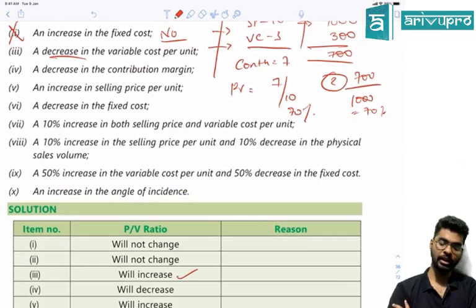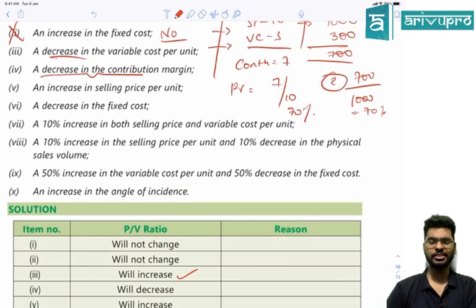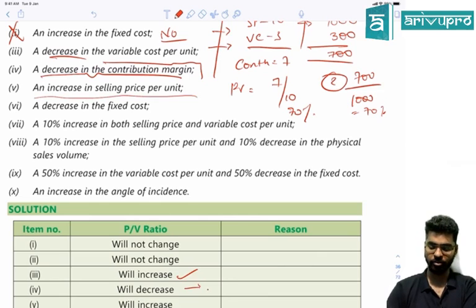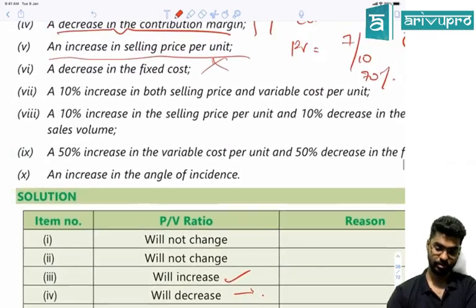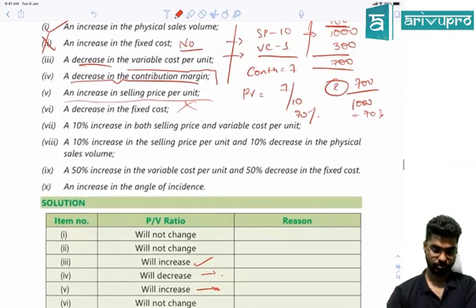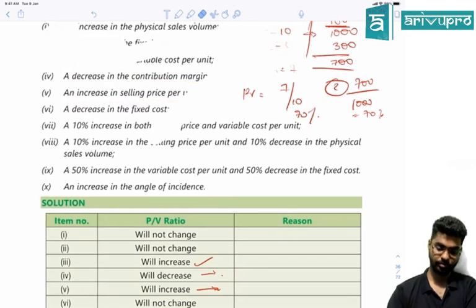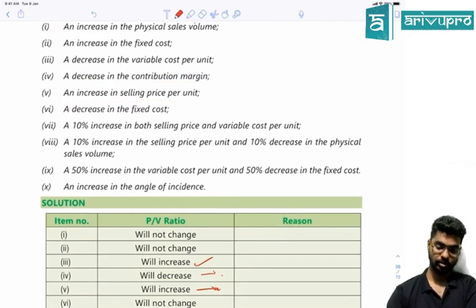Decrease in contribution margin is basically either your sales would decrease or variable cost would increase. That will lead to decrease in the PV ratio. Increase in the selling price. If you increase selling price, what will happen? Contribution will become more. If contribution becomes more, your PV ratio will increase. Fixed cost, no effect. A lot of times, I want you guys to tell me this. What will happen?